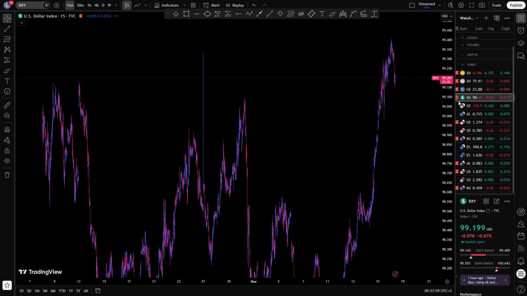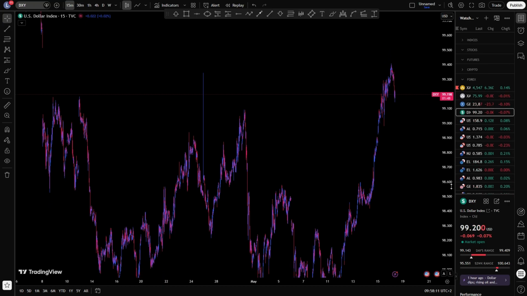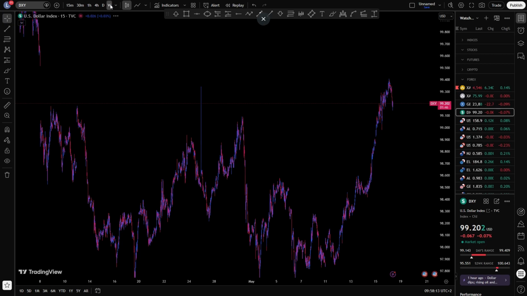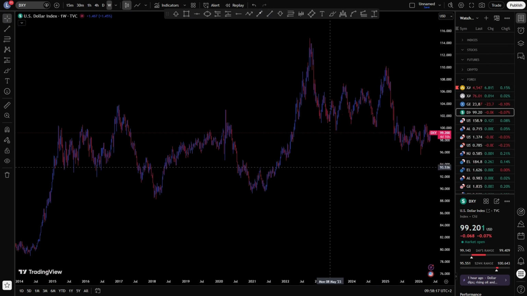Let's start with the dollar index first. Let's first remove all of the red flags and start with the dollar index. So let's start with the weekly time frame. What do we see on the weekly time frame on the dollar index?